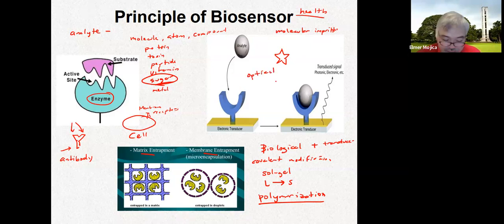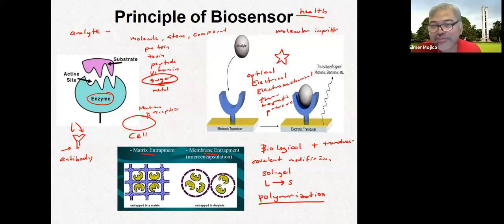You can have the optical, okay, the electrical, the one that we have in this thing, electromechanical, thermal, magnetic, and pressure. So often the detector is immobilized or the sensor. And this immobilization permits the repeated use of the usually expensive biological substance.